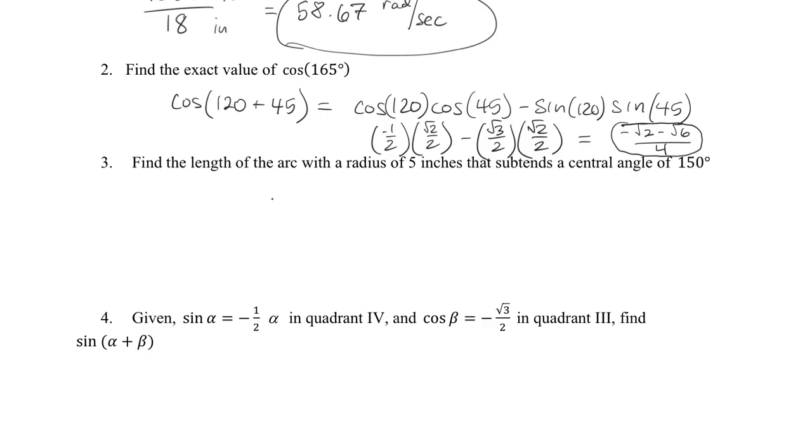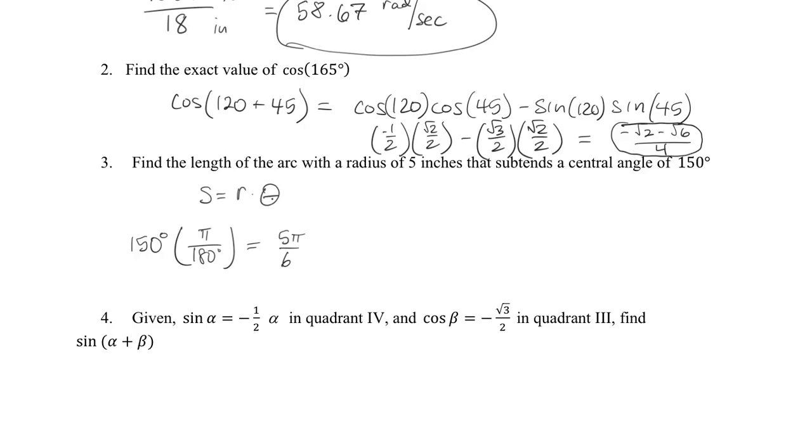Okay, arc length is the formula S, which is arc length is equal to the radius times the angle. Angle needs to be in radians. So first thing is to convert 150 degrees into radians. This would be 5 pi over 6.